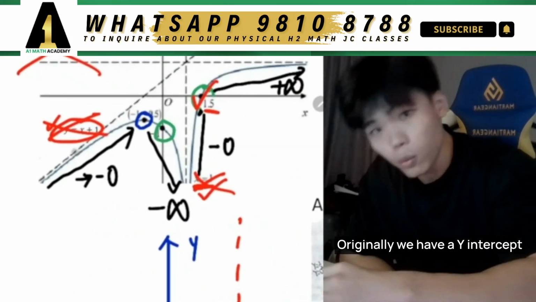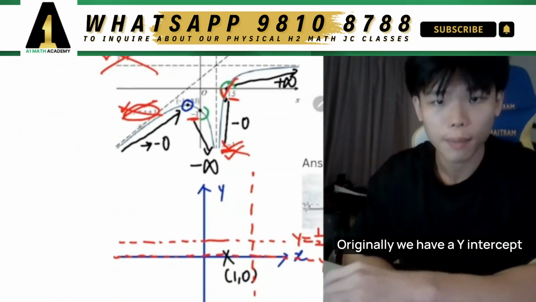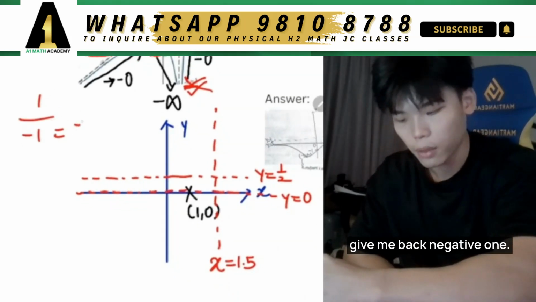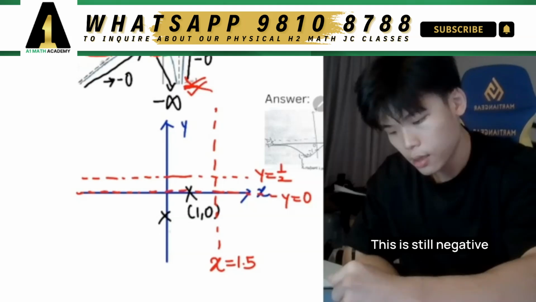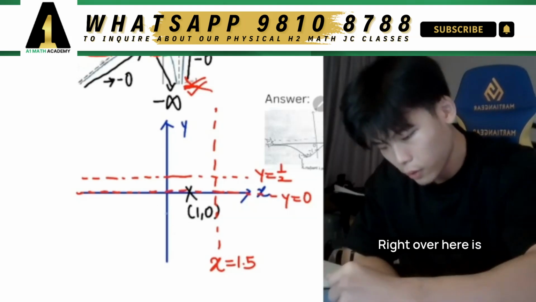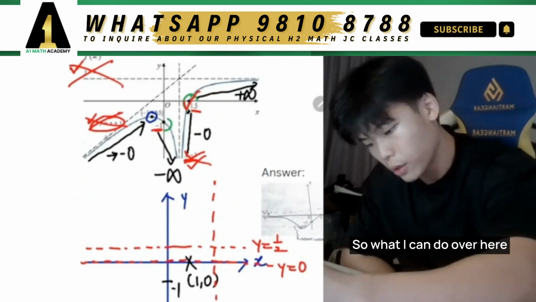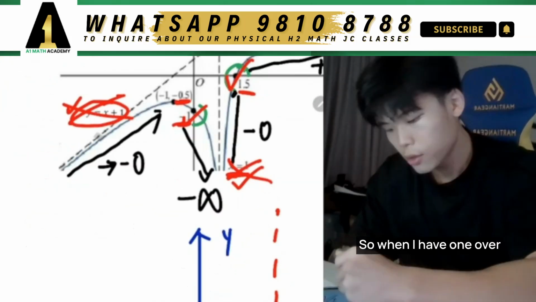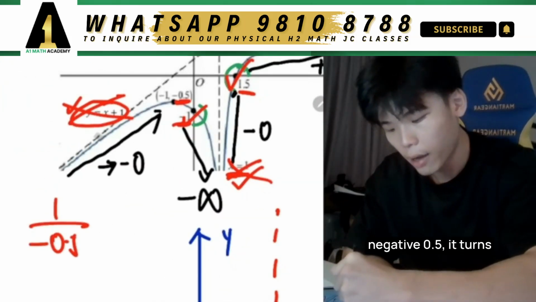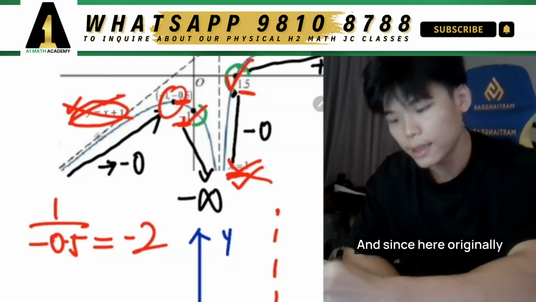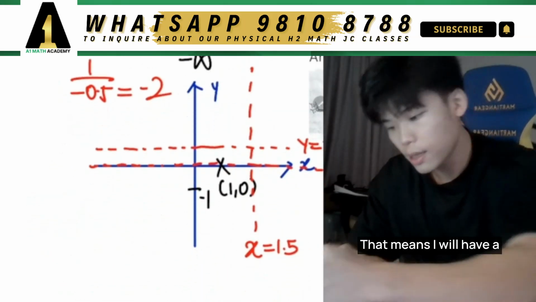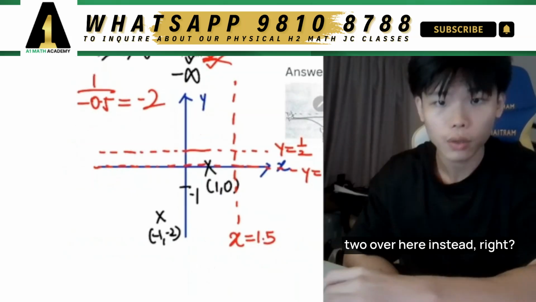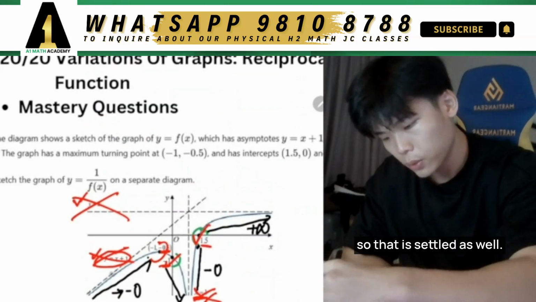Next, originally we have a y-intercept at -1. So 1 over -1 will just give me back -1. So no change here. This is still -1 over here, right? No change there. So what I can do over here is I can just take this off. Okay, next, over here originally is -0.5. So when I have 1 over -0.5, it turns out to be -2, right? And since here originally was a maximum point, that means I will have a minimum point now here at (-1, -2) instead, right? The -1 still remains up, so that is settled as well.